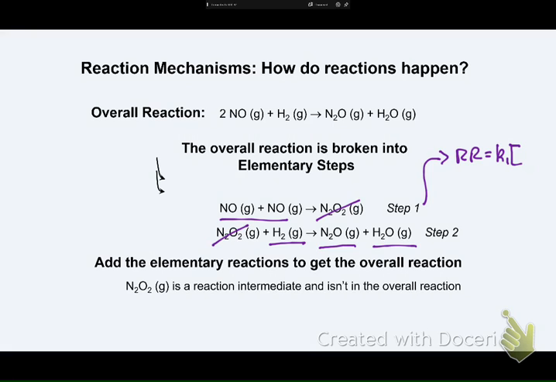Right? So you write it directly from, like I did for here, if this is the only step in the reaction, and it's the rate determining one, it's going to be K1 times the concentrations of the reactants, right, raised to whatever their coefficients are. So in this case, it would be NO times NO or NO squared.